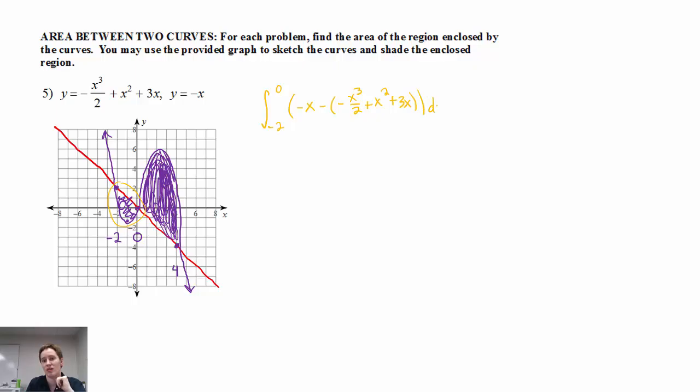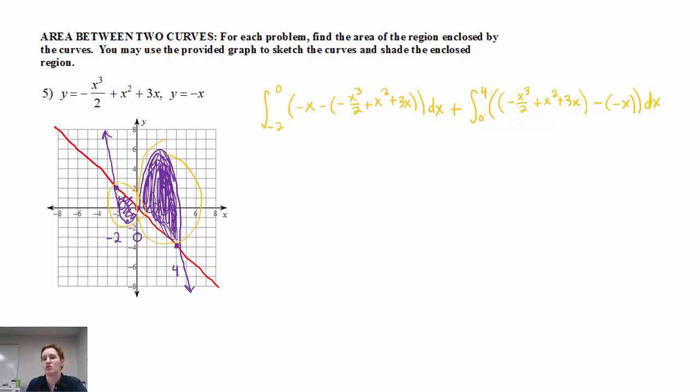But then we have another integral to do because we have this other area to worry about. And so it's from 0 to 4, which makes a difference. But also, now the cubic function's on top and the line's on bottom, so we have to switch that around and do -x cubed over 2 plus x squared plus 3x. That part's first, and then we have to minus -x second.